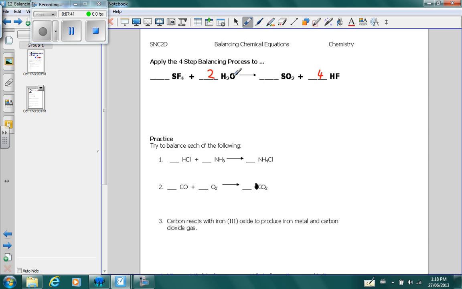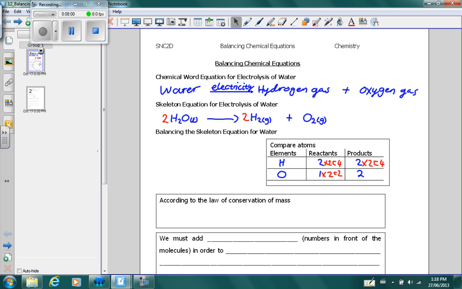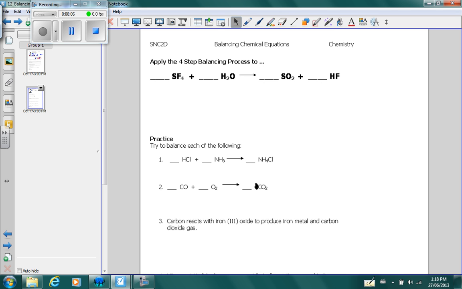2 times 1 oxygen gives me 2 oxygens total. And over here, on the product side, I have my 2 oxygens. So this is now a complete balanced chemical equation. What I'm going to do is I'm going to erase that now, and I'm going to go through that the other way with that chart. So if I have a look back at the chart, we have elements, reactants, and products. So I'm going to quickly write that one out on this side here.